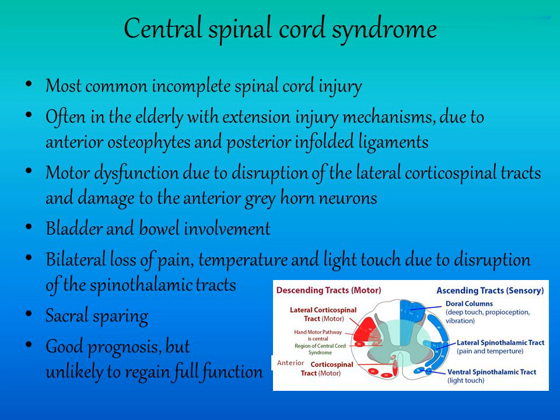Most common incomplete spinal cord injury. Often in the elderly with extension injury mechanisms, due to anterior osteophytes and posterior enfolded ligaments. Motor dysfunction due to disruption of the lateral corticospinal tracts and damage to the anterior gray horn neurons. Bladder and bowel involvement. Bilateral loss of pain, temperature and light touch due to disruption of the spinothalamic tracts. Sacral sparing. Good prognosis, but unlikely to regain full function.